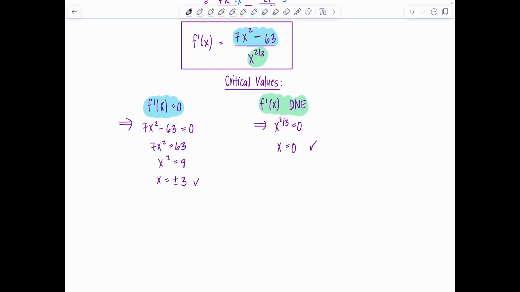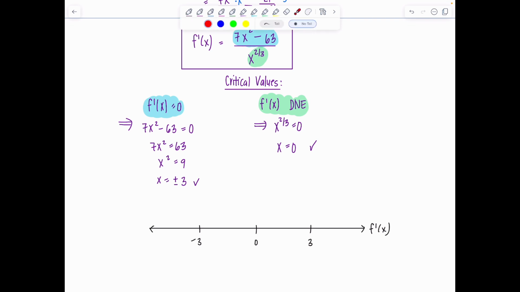Now I want to figure out intervals of increase and decrease and any local extrema. So let's use the first derivative test. I'm going to make a number line. Here's f prime of x, -3, 0, 3. Okay, good.